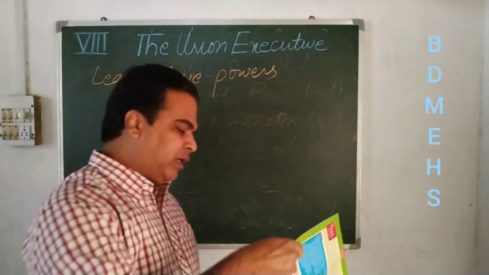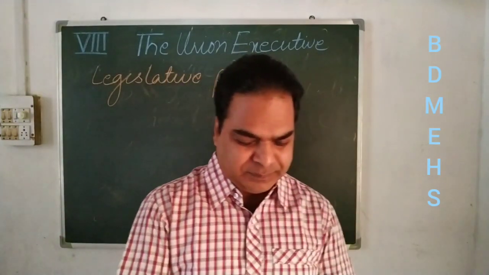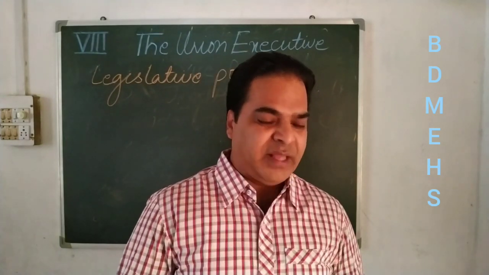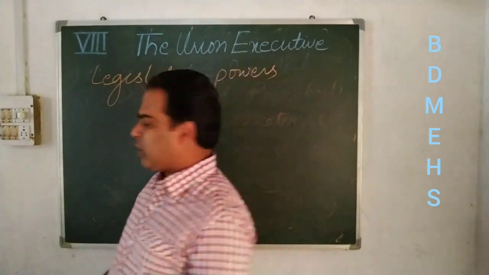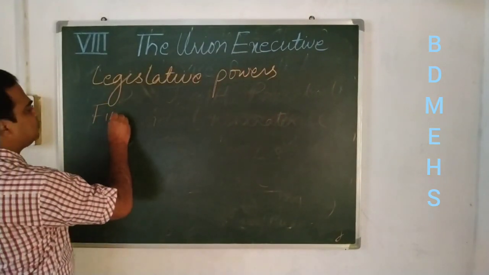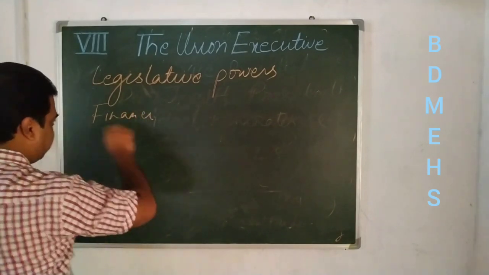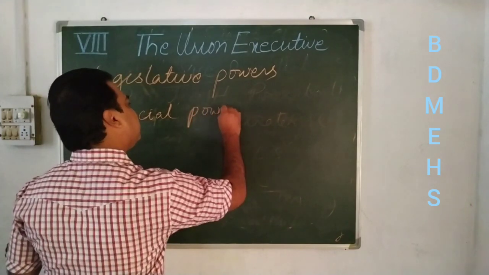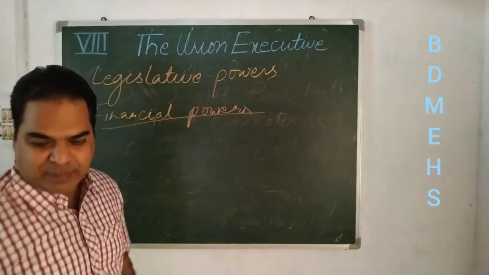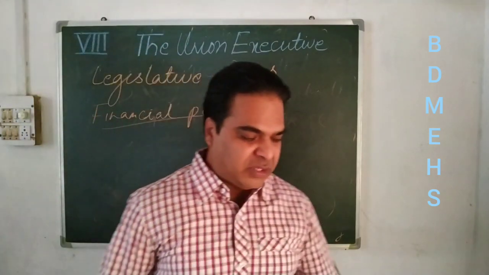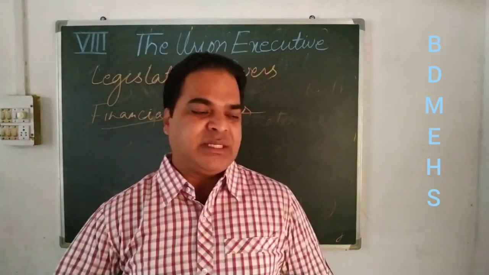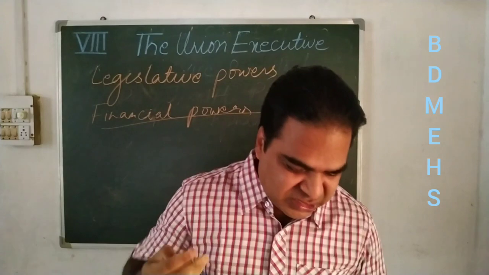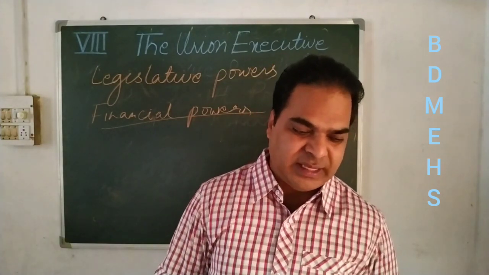Now, the legislative power is over. Some of the important powers we have already discussed. Now, the financial powers are also there. So, financial powers, let me tell you. Number 1, the budget of the Parliament. The budget in the Parliament is presented by the Finance Minister in the name of the President.